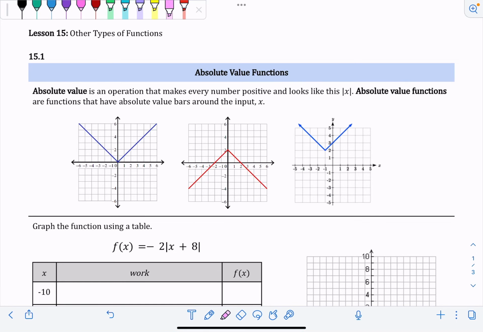Lesson 15 is called Other Types of Functions, and it's pretty much just a preview of different types of functions that you'll see throughout algebra. So in 15.1, we're going to talk about absolute value functions.